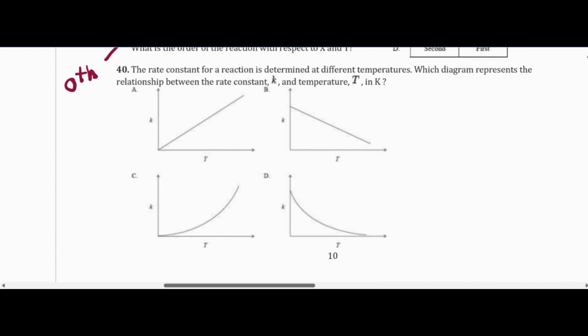40. The rate constant for a reaction is determined at different temperatures, which represents the relationship between the rate constant and temperature in Kelvin. This will be C. As the temperature increases, the rate constant k increases, and that's exponentially. I mentioned that earlier, but I didn't say it's exponential. That's a good one to add to your notes.